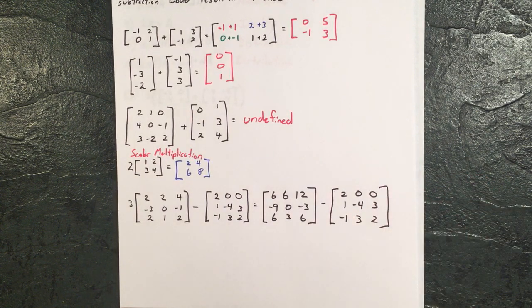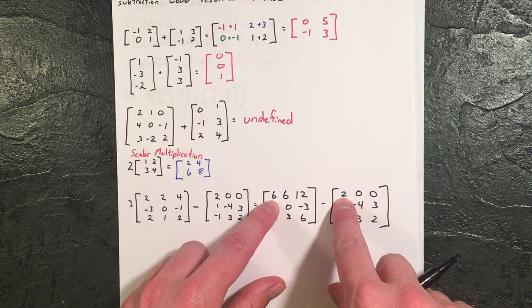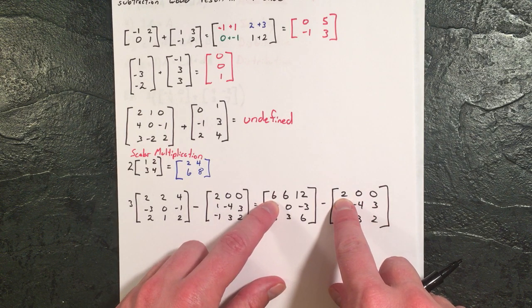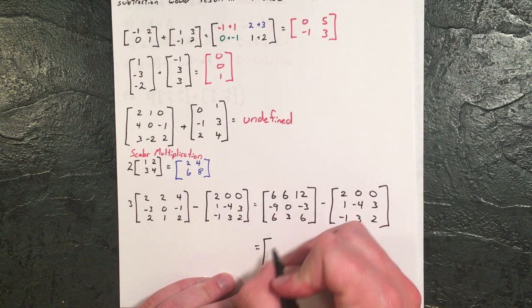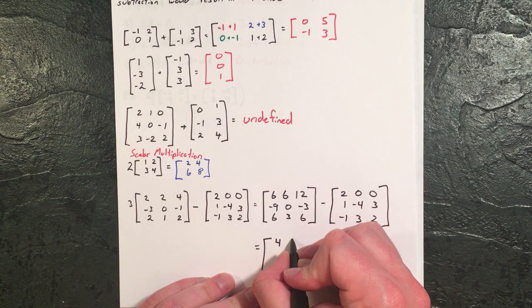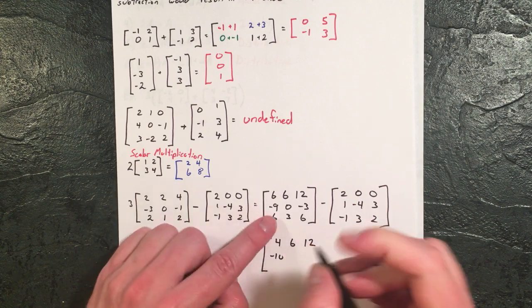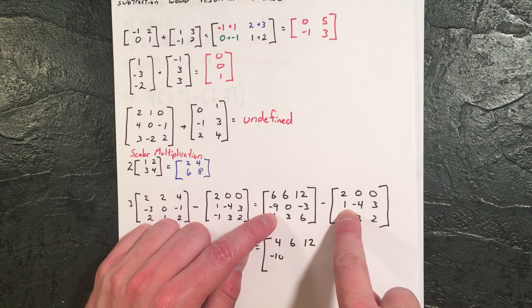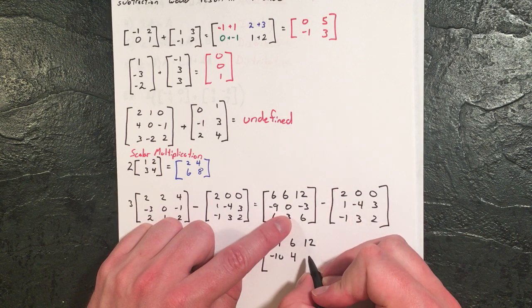And now we're taking these two, and we haven't done a subtraction yet, but subtraction is just as you would think. We're matching up the parts that go together and subtracting them. So we need 6 minus 2, and that's going to be 4, 6, 12, negative 9 minus 1 is negative 10. We're subtracting that negative 4, it's now positive.